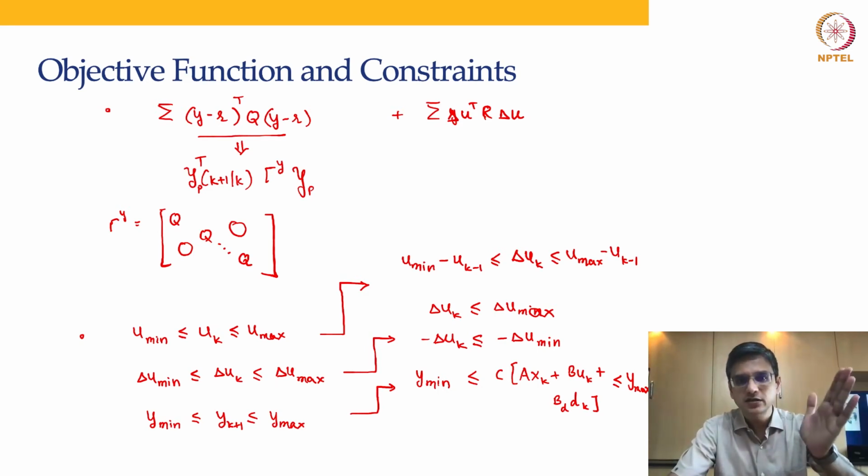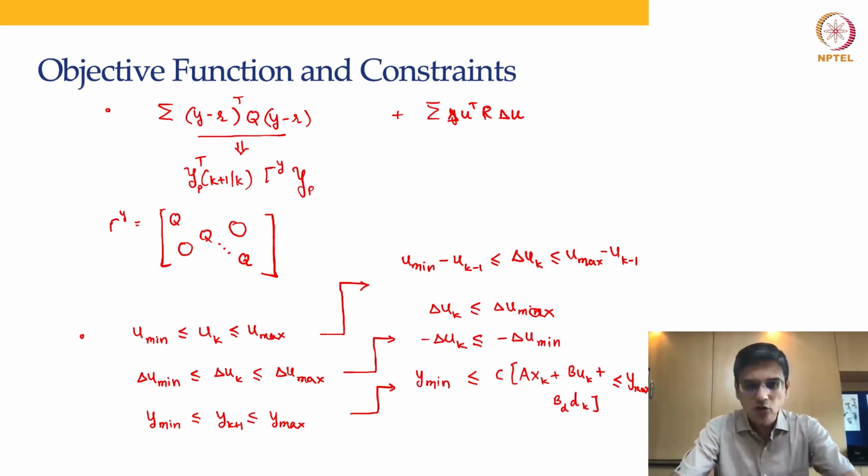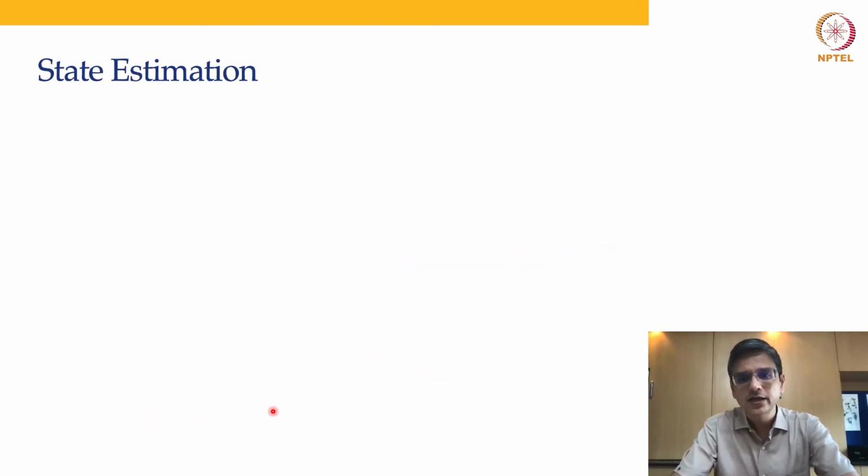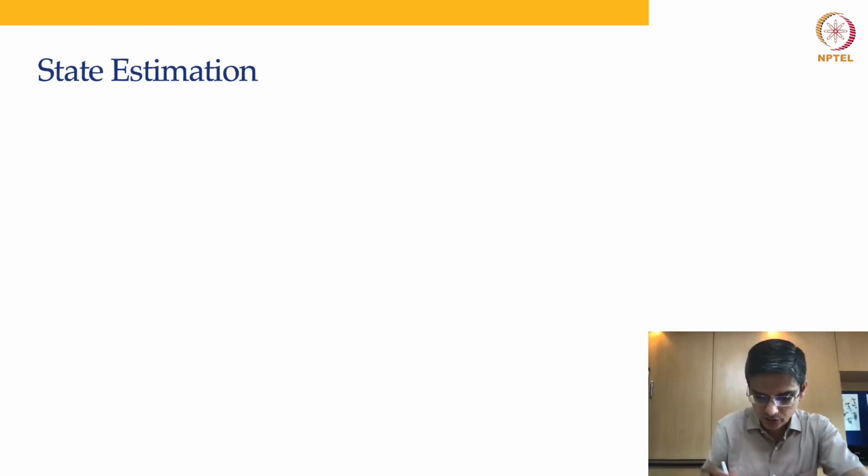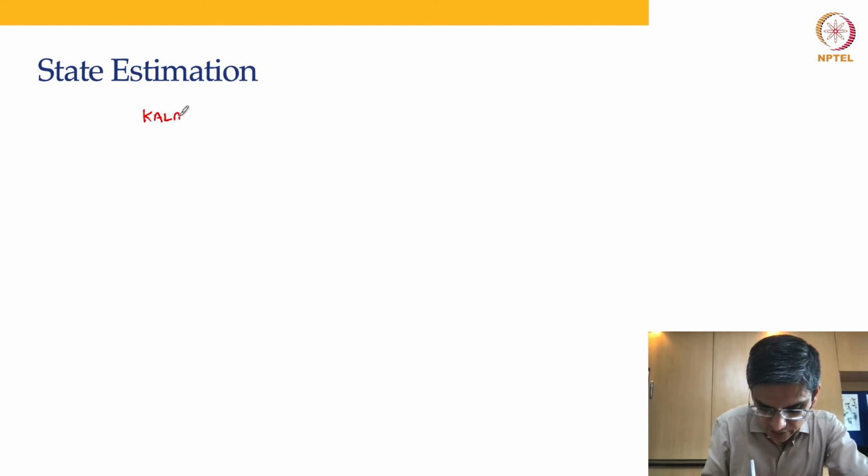When you are using the MPC toolbox, you don't need to keep track of all of this. What you need to supply to the MPC toolbox is Q, R, u min and u max as input constraints, delta u min and delta u max as input rate constraints, and y min and y max as output constraints. Okay, so these are the various constraints that you will be requiring. Now the state estimator that you are going to use in the MPC toolbox is the Kalman filter.